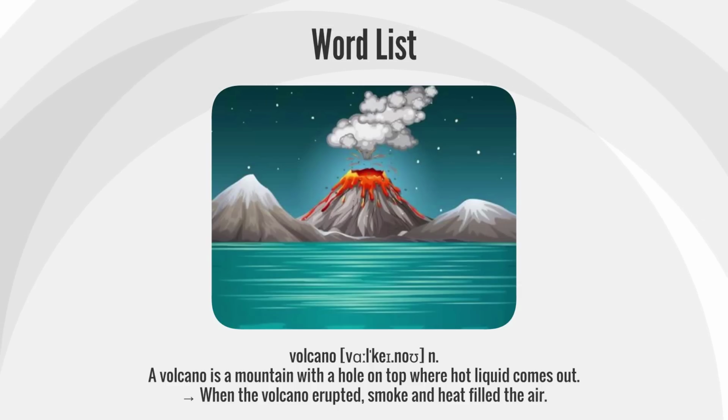Volcano. A volcano is a mountain with a hole on top where hot liquid comes out. When the volcano erupted, smoke and heat filled the air.